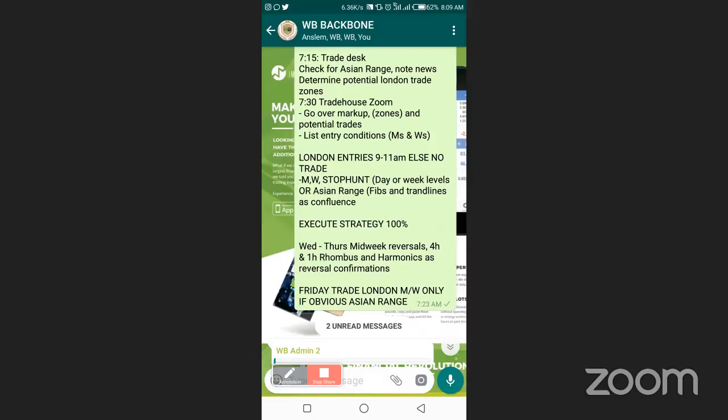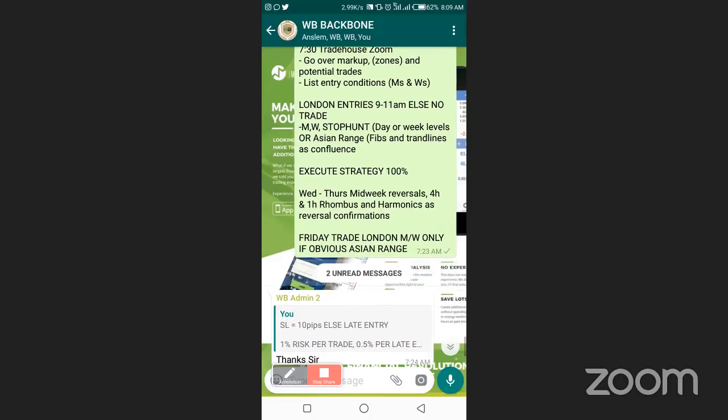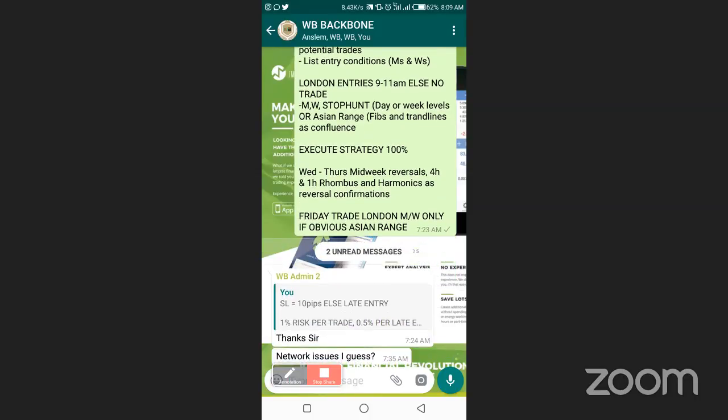Okay, so London entries. If we can't find them early enough, there is no point, because we'll be right in between. New York can come and shake us off with some huge spikes. If you don't find them early enough, 9, 10, then there's just no. It could be a New York trade, right?